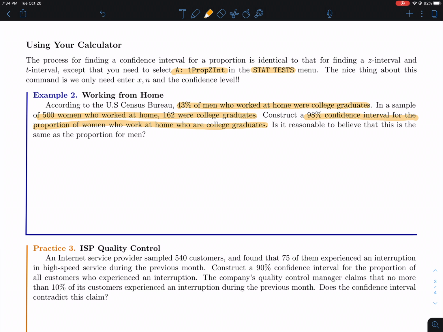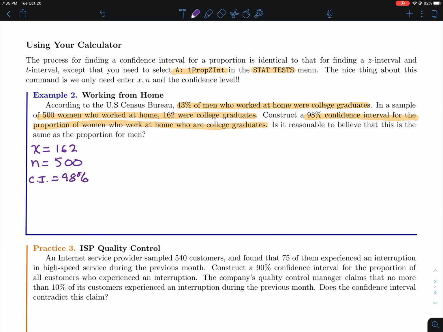All right. So again, let's write down what we know. In this case, our x is the number of women who worked at home that were college graduates. So that's going to be 162. Our sample was n, which is 500 women who actually worked at home. And our confidence level that we're interested in is 98%. All right, so let's remember those numbers.